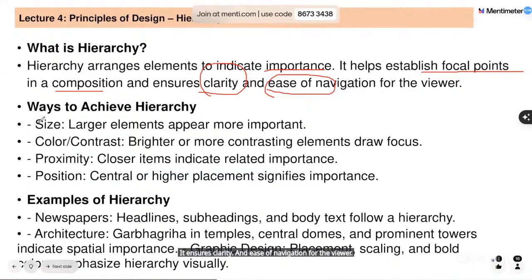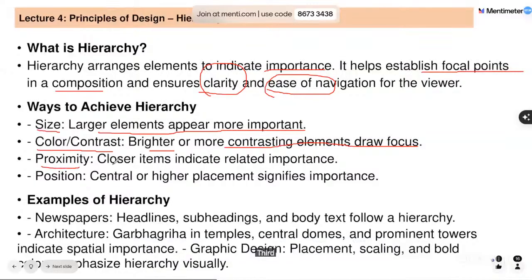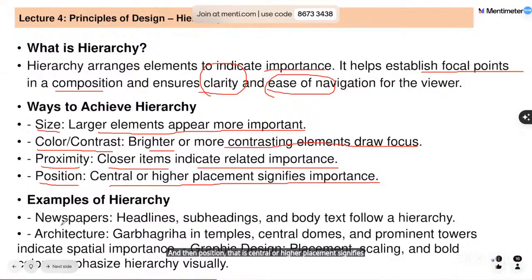What are the ways of achieving hierarchy? One is by size. That is, larger elements appear more important. Then contrast and color. That is, brighter or more contrasting elements draw focus. Third is proximity. That is, closer items indicate related importance. And then position, that is central or higher placement signifies importance.